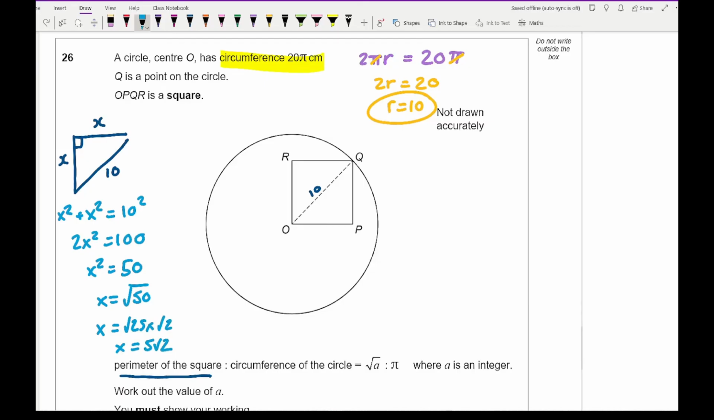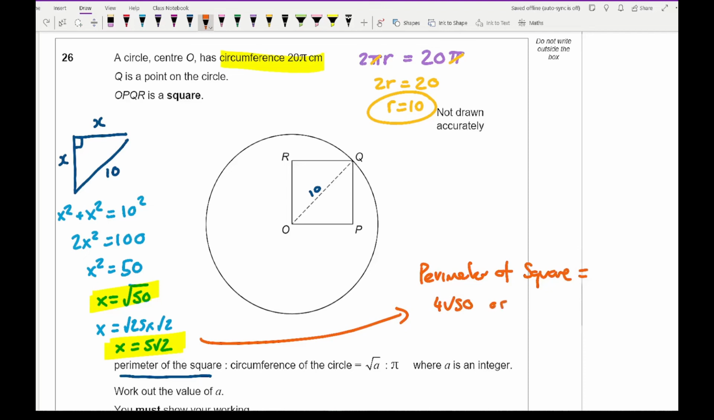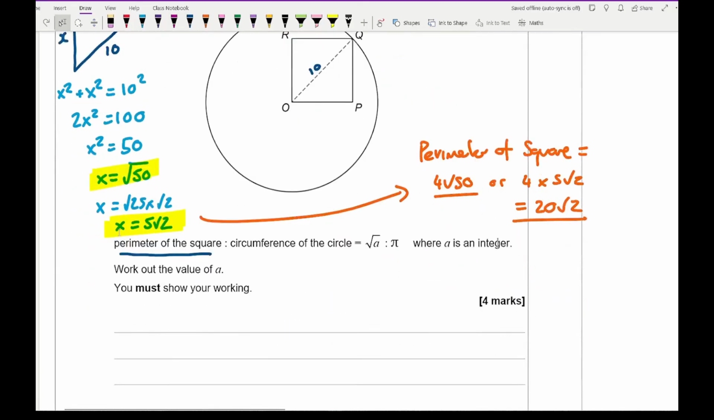Now that's not really important at this moment in time, but depending on which you prefer to use, either x equals root 50 or x equals 5 root 2 is entirely up to you. So from this, what I can then work out is that the perimeter of the square is going to equal either 4 lots of root 50 or 4 times 5 root 2, which is 20 root 2. So again, either of those will be absolutely fine for the perimeter of the square.